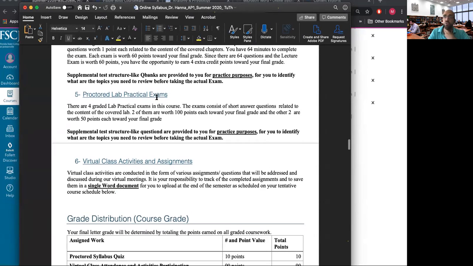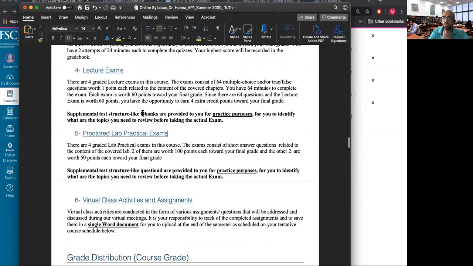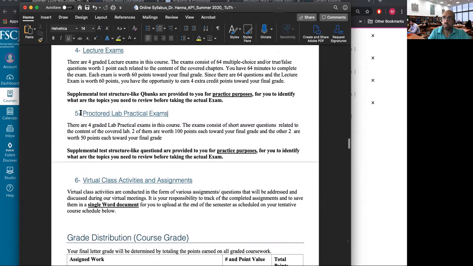All right, moving on to our next course activity. Here I did mention that you have Q banks that are posted on Canvas. They will look like the lecture exams. They cover most of the important concepts that you're going to need to know to complete the lecture exams. Also, before the last one, we have the Proctored lab practical exams.